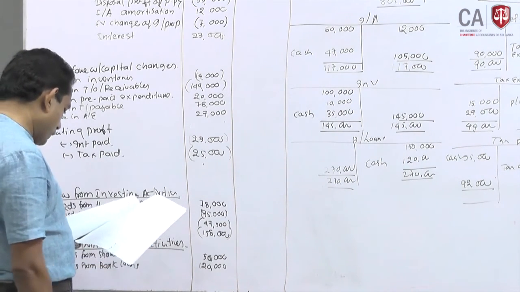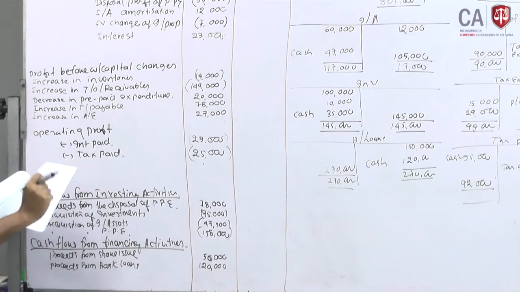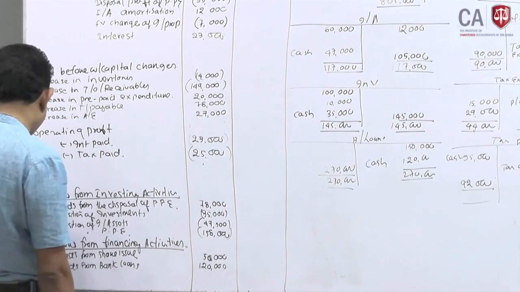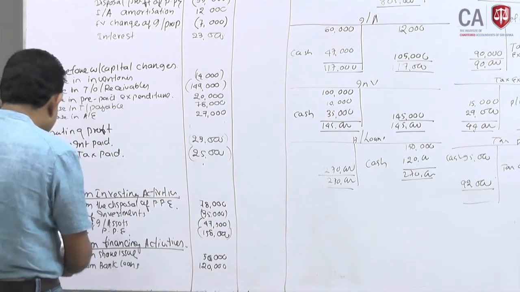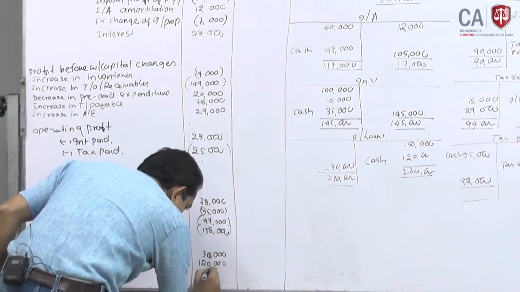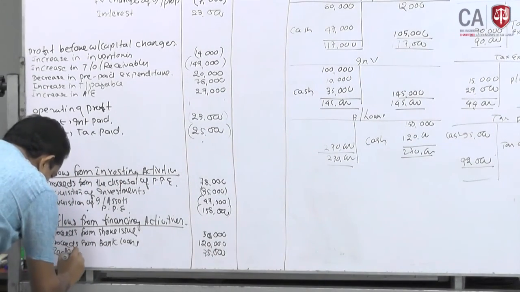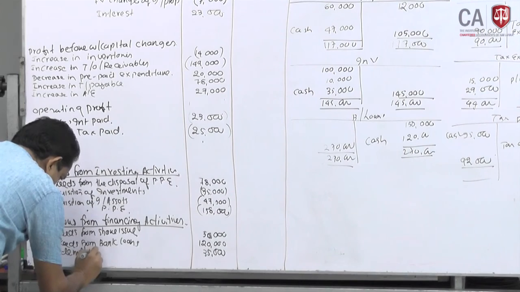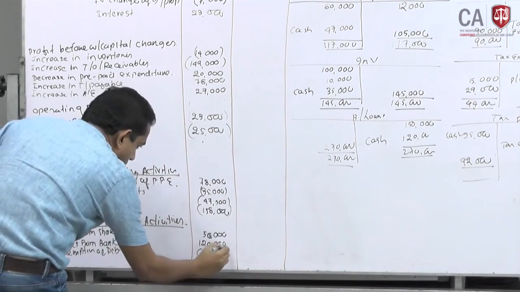I have missed out one, debentures. Debentures opening balance 210, closing 175. So debentures redeemed during the current year by how much? 35,000, if I am not mistaken. Yes, 35,000 redemption of debentures. 35 should be a cash outflow.